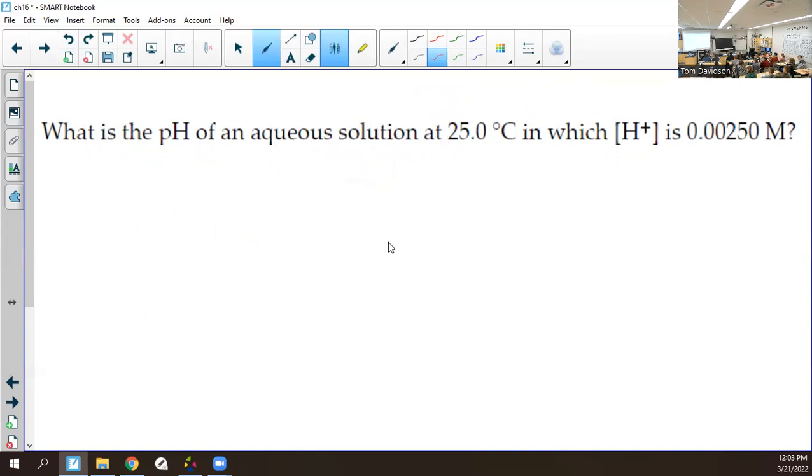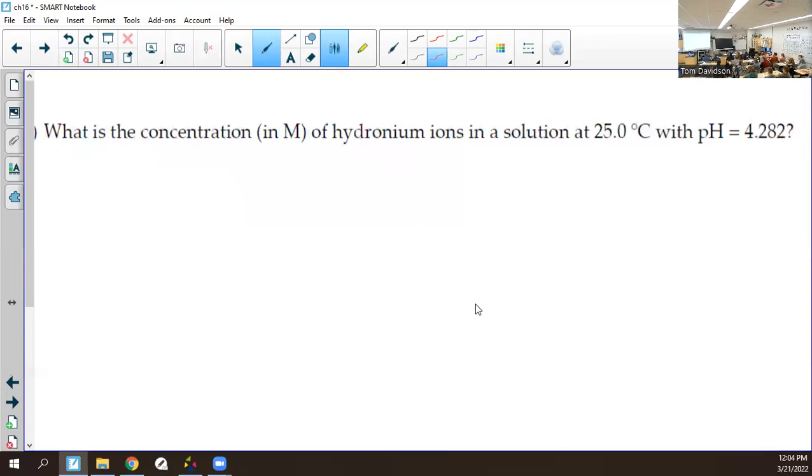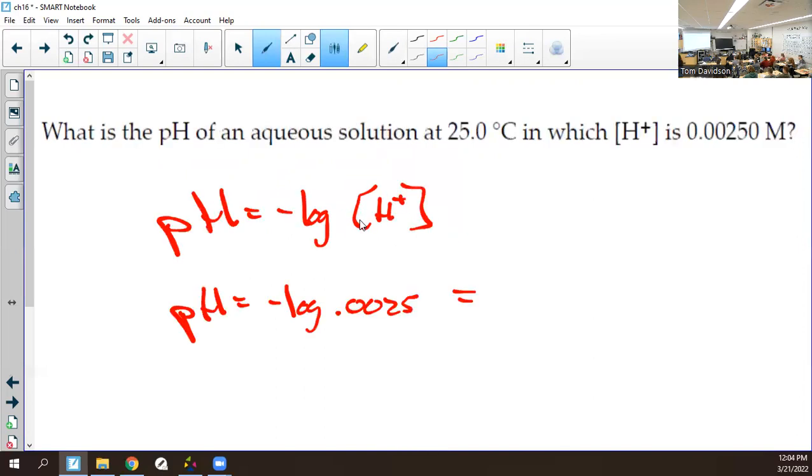Okay, do you know how to do this? pH, this is just simple math, equals the negative log of H plus. So pH would be equal to the negative log of 0.0025. Compare that. Okay. This would be just 10 raised to the negative 4.282. You're going to be able to go both directions, from concentration to pH and from pH to concentration.